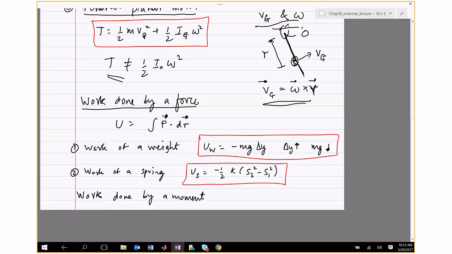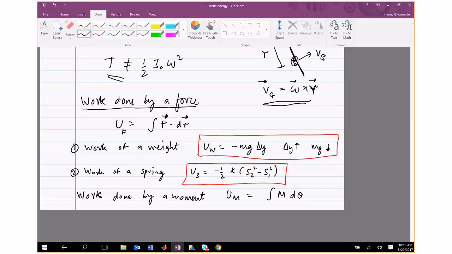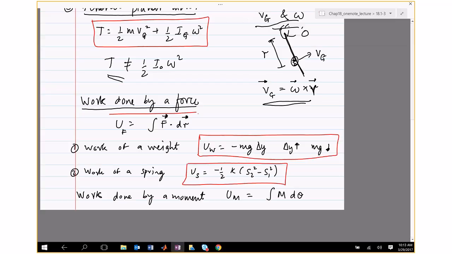Call that M, the moment, M times d theta, and you have to take the appropriate integral. So this is U_M. And the work done due to a moment comes in cases when there's a pulley or a motor.